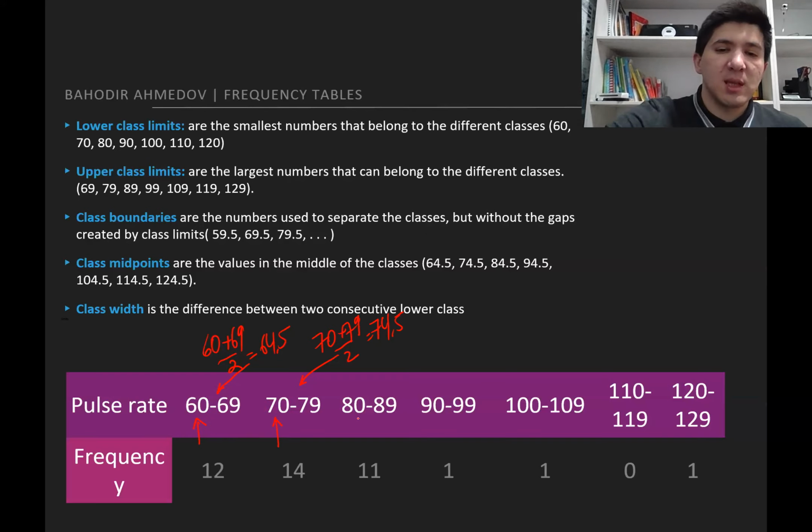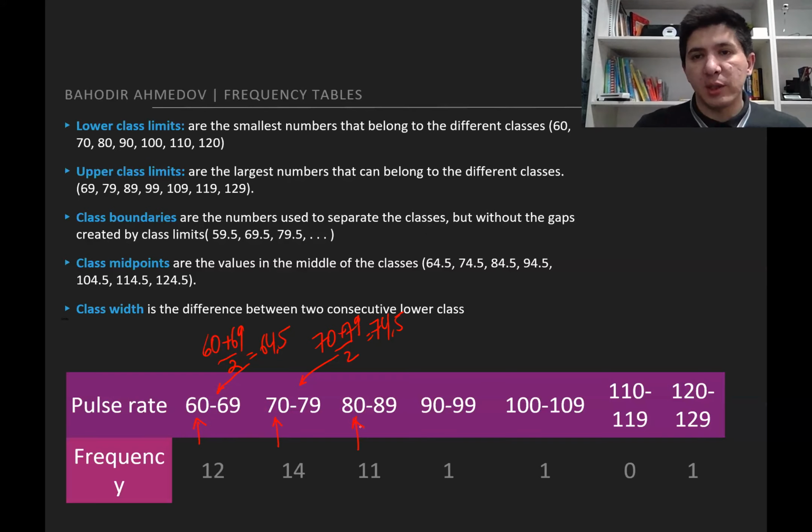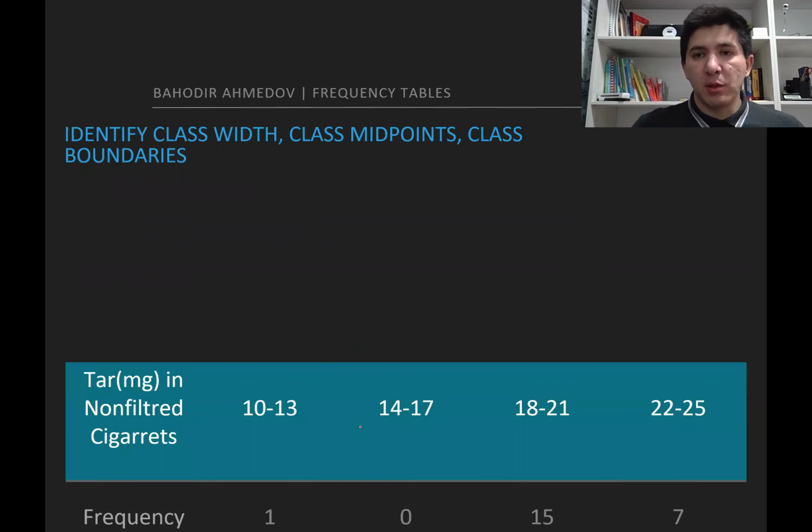And in this case, the class width is going to be 10. So the class width is the same for the difference between any two other consecutive lower class limits. For example, if I choose the second class and the third class, the difference between the two lower class limits is again 10. So let's do a couple of exercises in order to try to understand those attributes of the frequency tables.